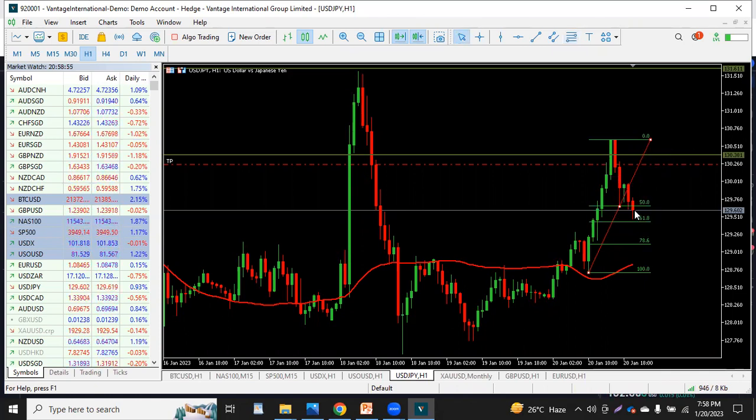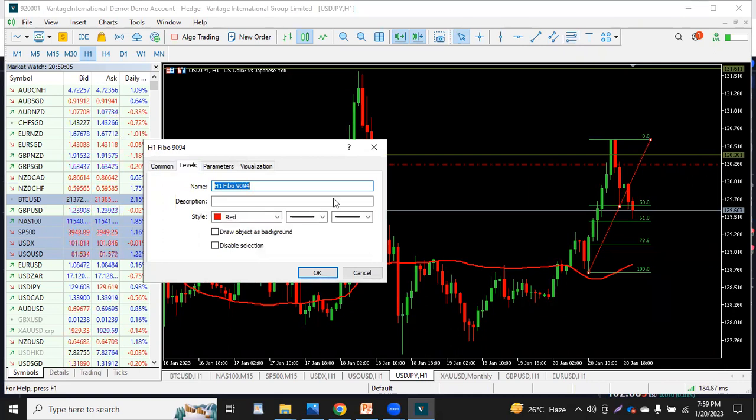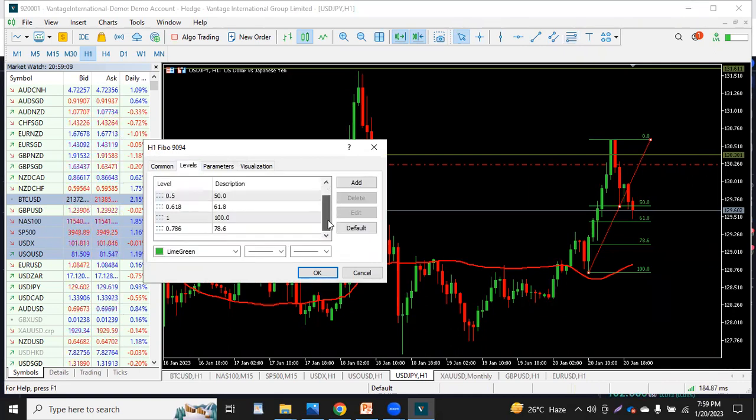Now, I am the one that has done my own customization, that's why you are seeing only 50. But when you click on Fibonacci properties, this is where you add and remove. I am the one that has customized it. I can add the 23.6 again right here. Where you say add, I can delete as well. So I'm the one that customized this the way it is.